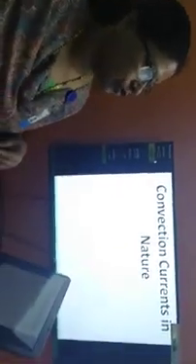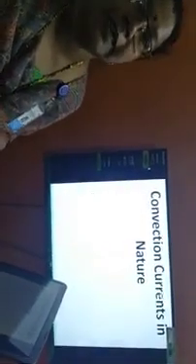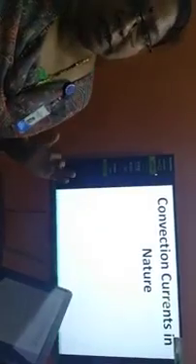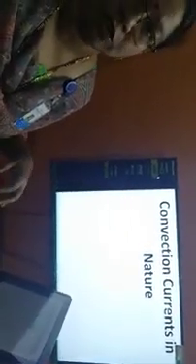Next we have to study a very important portion, that is convection currents in nature. In nature, there are several situations where this convection occurs.